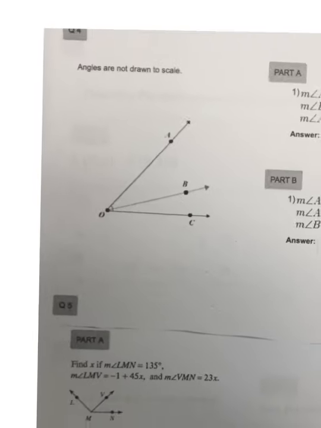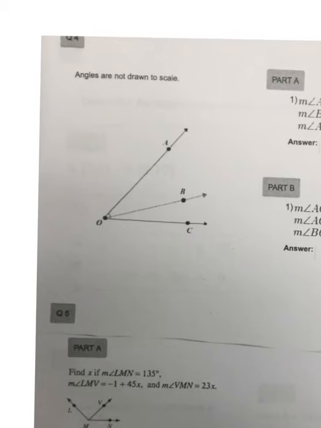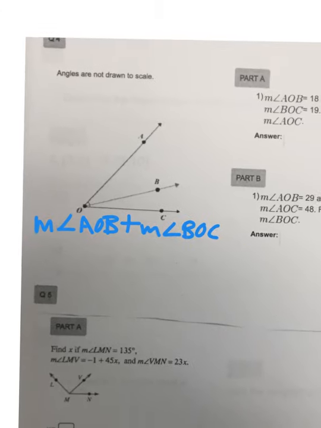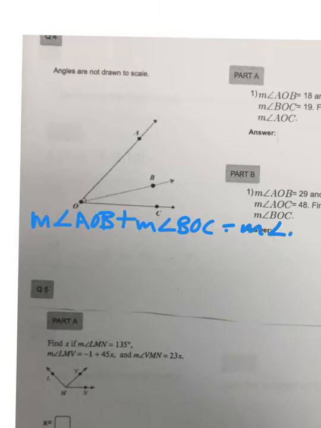So this is where a lot of people struggle. With the angle addition problems, we're going to do them pretty much the same as we did the segment addition. Right, if I'm looking at part 1, first thing I need to do is write out my equation here. So I have the measure of angle AOB plus the measure of angle BOC equals the measure of angle AOC.